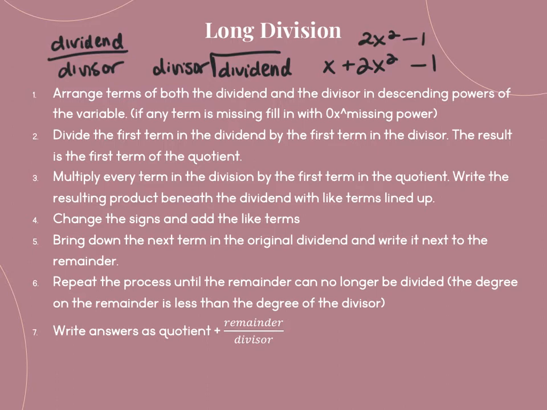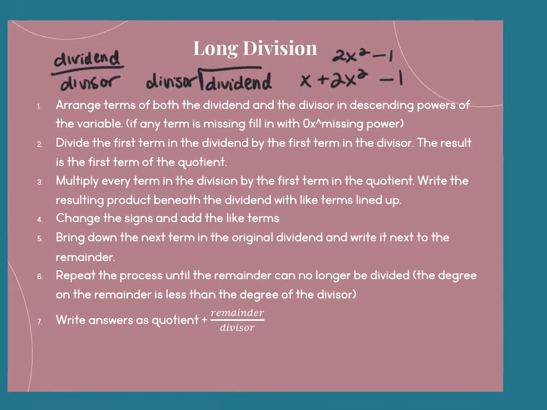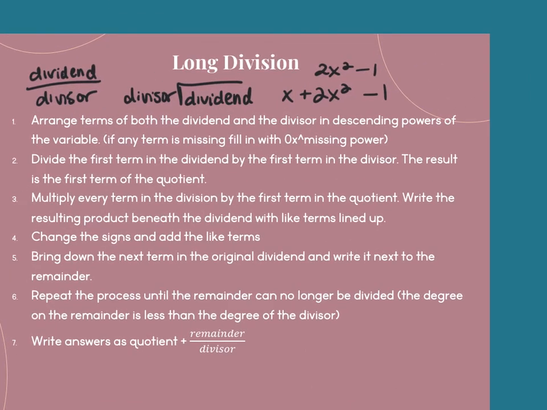Like, how do you know what is missing? So you look for the highest exponent. That's the first thing you want to do. Look for the highest exponent and then put it first. And then if that highest exponent is squared, then I need an x to the first and I need a constant. If that highest exponent is x to the third, then I need an x to the second, an x to the first, and a constant. And if I'm missing any of those terms, we're going to plug in zeros.